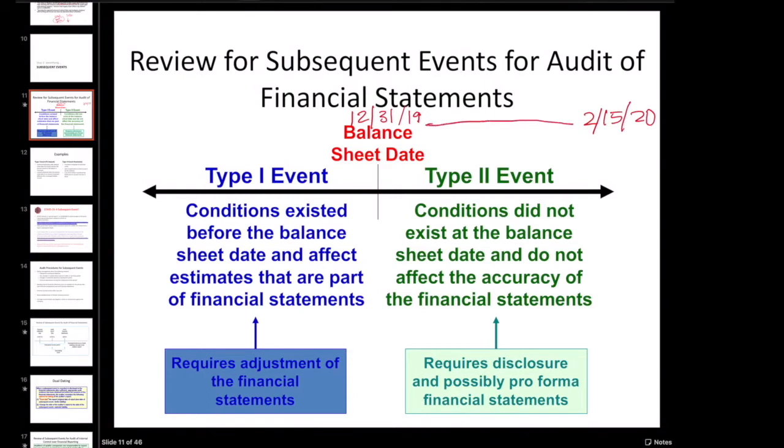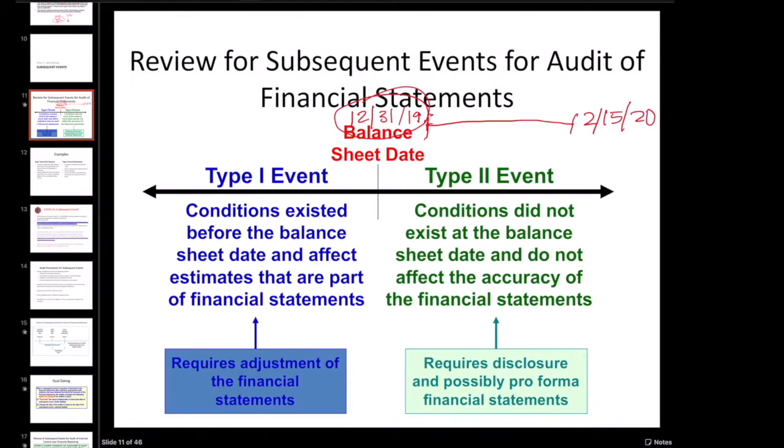So there can be events that happen in January and the first half of February that could significantly impact the information in the financial statements or the company going forward. And therefore, I might want to disclose this information in the financial statements, or it might even affect some of the information back here at the balance sheet date so that I need to adjust my financial statements.